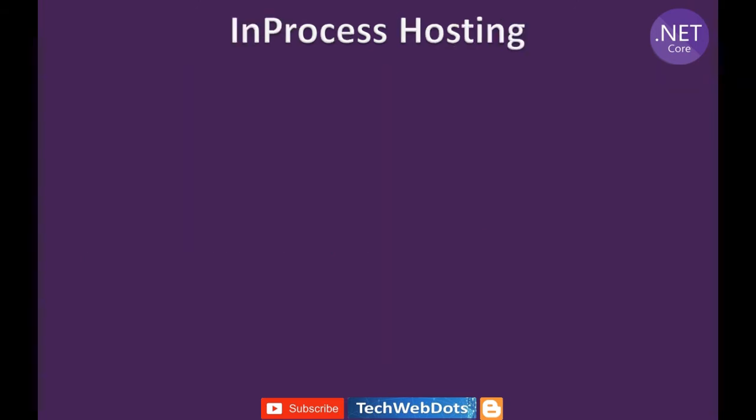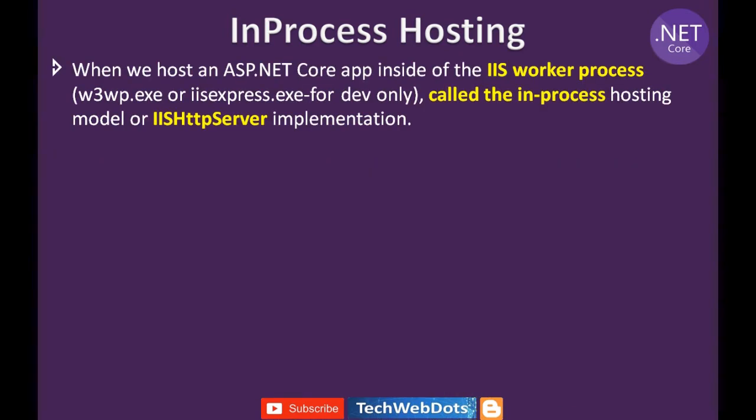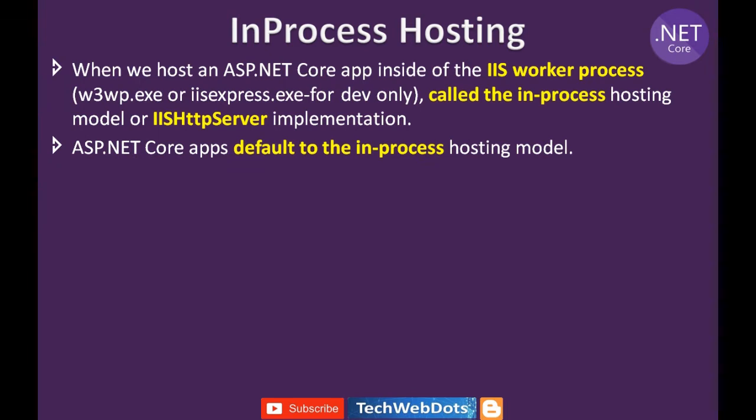One is the InProcess hosting model. It says that when we host an ASP.NET Core application inside the IIS worker process, the process name is w3wp.exe, and if we are using IIS Express, it is iisexpress.exe, which is for the development environment only. Then we call it the InProcess hosting model. It means we are hosting our application in IIS, and we can call the whole scenario the IIS HTTP server implementation. By default, all ASP.NET Core apps are InProcess.